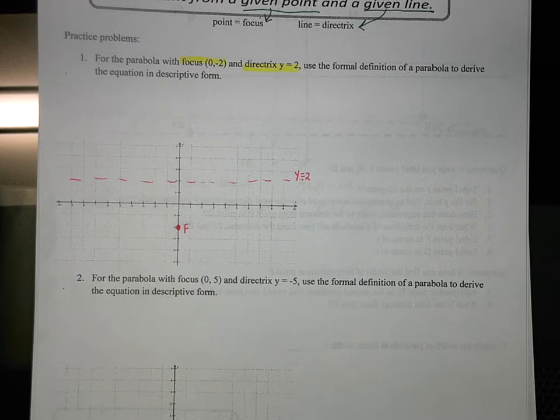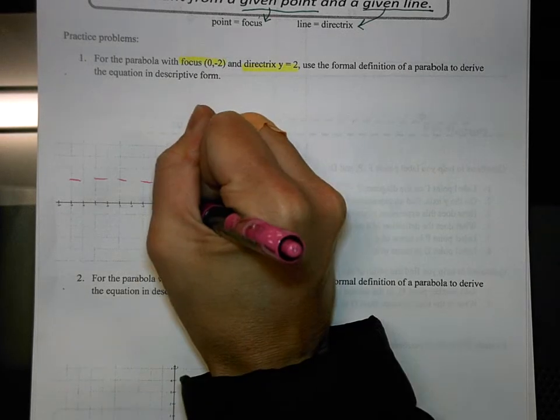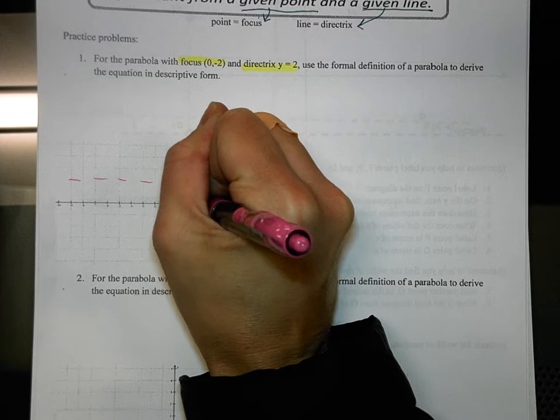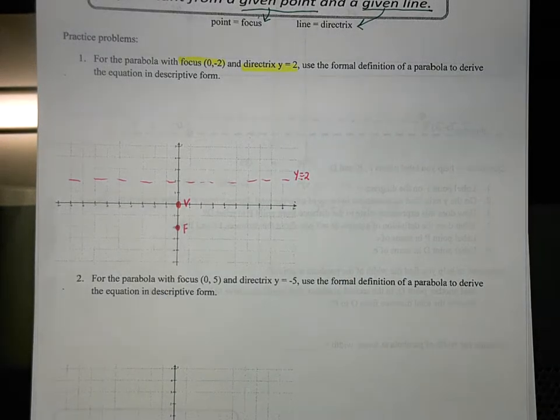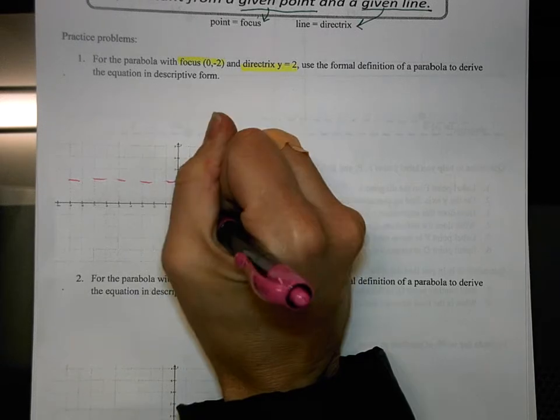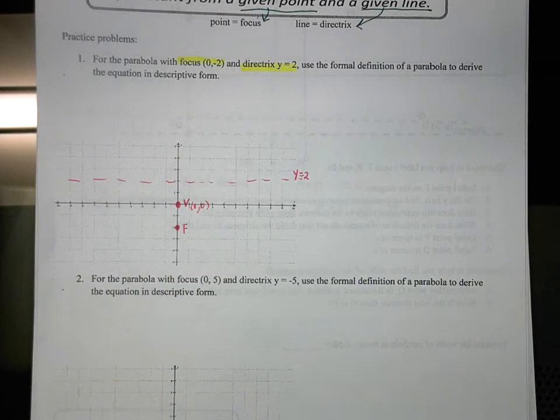Could you find the middle between the focus and the directrix? Where would it be? 0, 0. This point here right in the middle, this is your vertex. Okay, and so our vertex here is at 0, 0. I'm just going to write that there. Your parabola always curves around the focus, and away from that line. Okay? So we're going to leave this the way it is for right now.